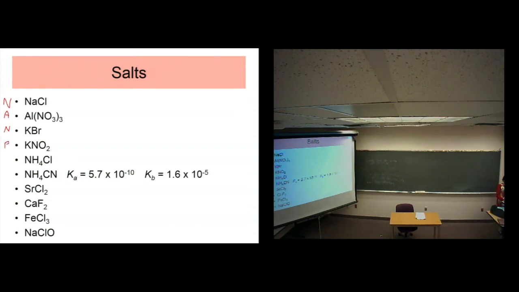What? Basic. And why did you choose basic? That's right. Does everybody see Kb is bigger than Ka? Kb is bigger than Ka, right? Watch those exponents. Yeah. All right, so the Kb is bigger than the Ka. Okay, so that's why it's basic, right? Okay, how about who's got strontium chloride? Okay, neutral, very good. Calcium fluoride? Basic. Good, basic. Okay, iron 3 chloride? Perfect, acidic. And the last one? Basic.